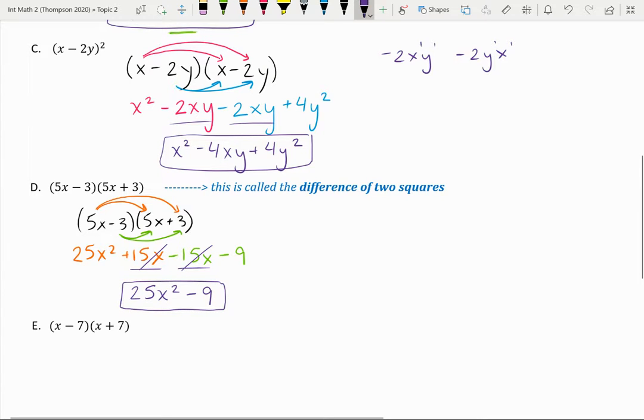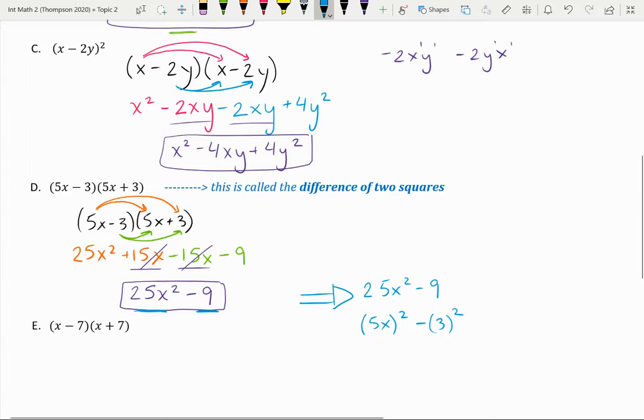All right, so things to notice. This is called the difference of two squares because this first term here is a perfect square and this is a perfect square. If I were to dissect this a little bit, I could rewrite 25x squared minus 9 as a perfect square minus a perfect square. The square root of 25 is 5. That just means 5 times 5 is 25. The square root of 9 is 3. That just means 3 times 3 is 9. So this is called the difference of squares.